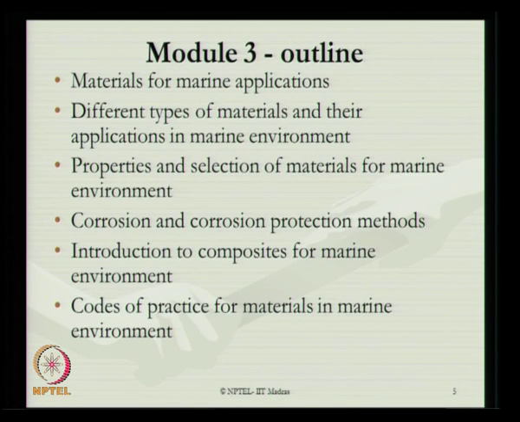India. In module 3 we discussed different materials for marine application, different types of material and their applications in marine environment, properties and how to select the material for marine applications. We discussed in detail corrosion as a process and corrosion protection methods. We also discussed composites used for marine environment, and in this discussion we also highlighted various codal provisions available and applicable to design of marine structures, especially in selection of material.